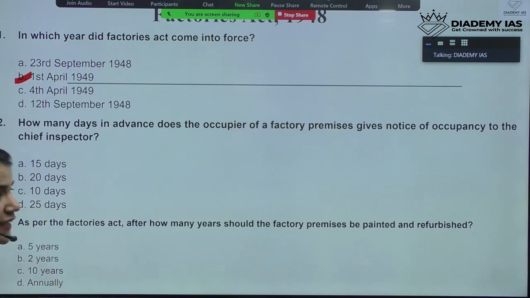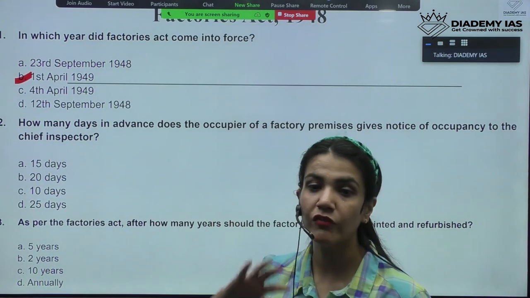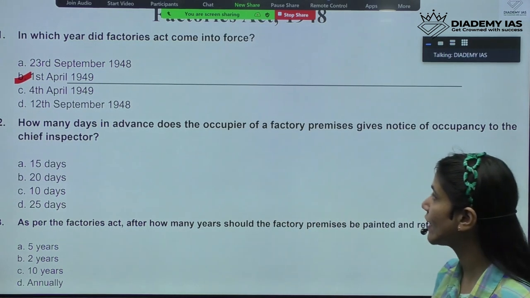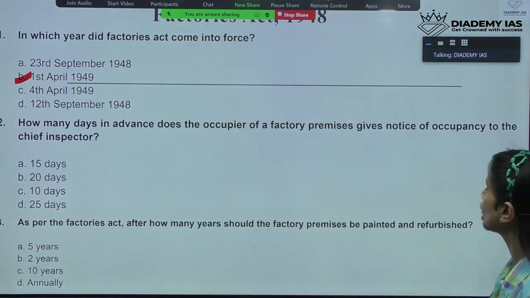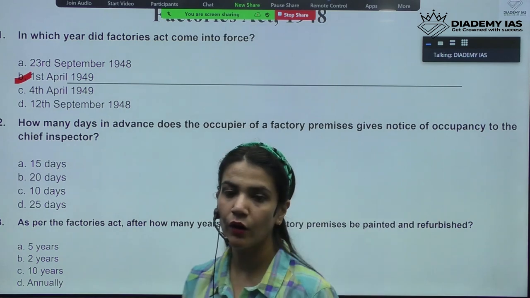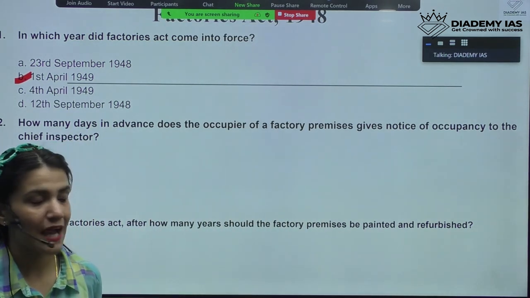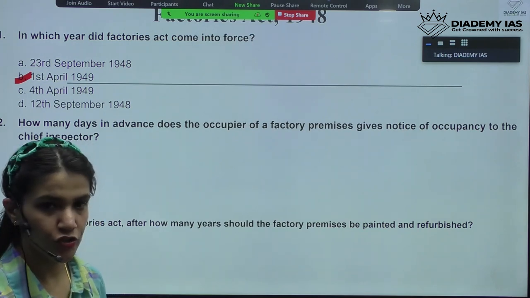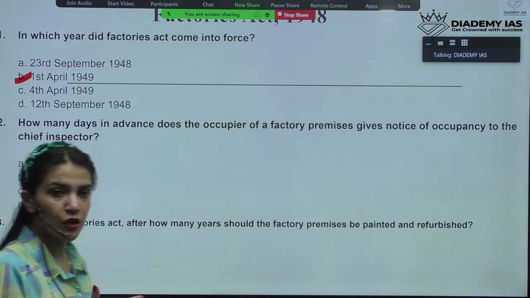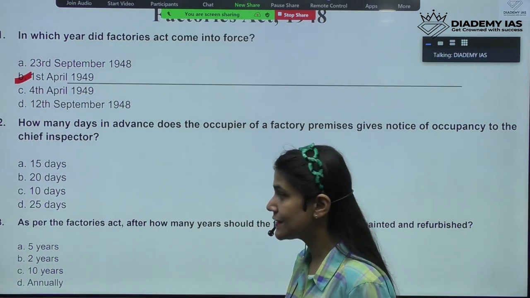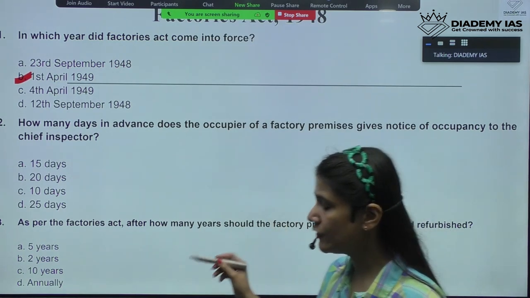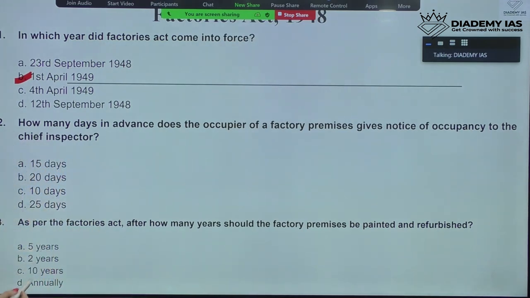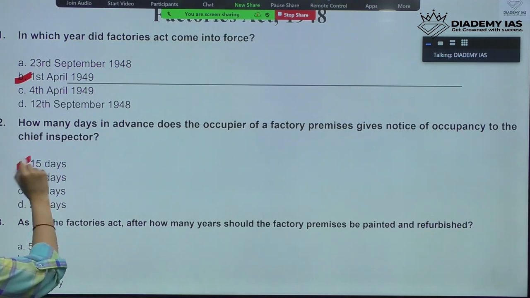The second question I've included here, and you will also see the variety of questions, is: how many days in advance does the occupier of a factory premises give notice of occupancy to the chief inspector before acquiring a specific location where the factory is going to be established? There is a very specific notification given by the occupier about the occupancy of that location. If you remember the duties of the occupier that we did, you will understand that specifically on the responsibilities and roles of an occupier. Here, the specific pre-notice that is given is 15 days prior to the establishment.